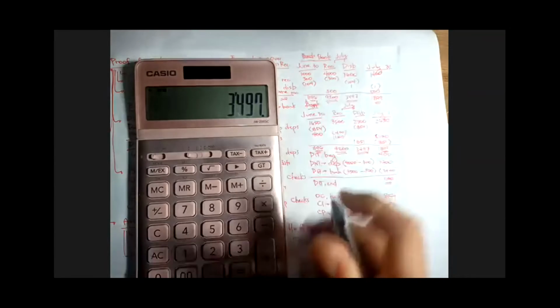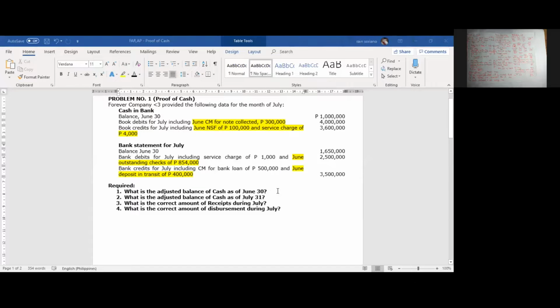So to give you the final answers now sa mga questions dito, requirement 1, what is the adjusted balance of cash as of June 30? Final answer is 1,196,000. Number 2, what is the adjusted balance of cash as of July 31? Final answer is 1,899,000. What is the correct amount of receipts during July? Final answer here is 4,200,000. Then the correct amount of disbursement is equal to 3,497,000. So that is proof of cash.